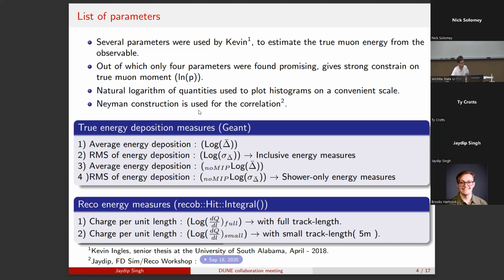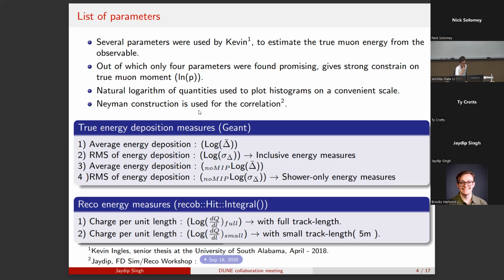He performed the analysis for the top four parameters. The first one is the average energy deposition and the RMS energy deposition, and then the energy deposition and RMS for the shower-only energy measurements, I mean, excluding the minimum ionizing power. These are the third and fourth parameters, only from the shower energy measurements.